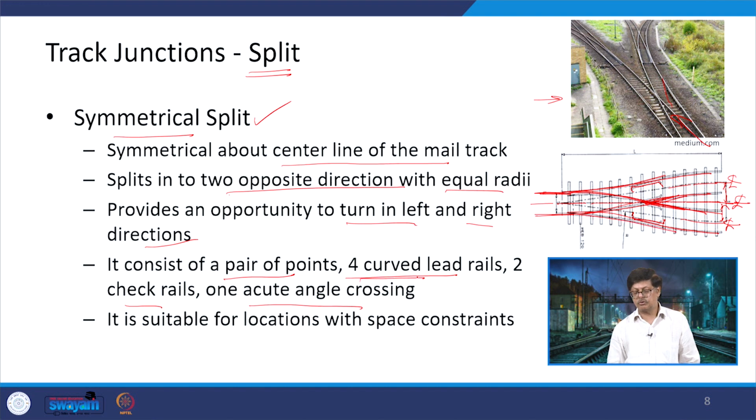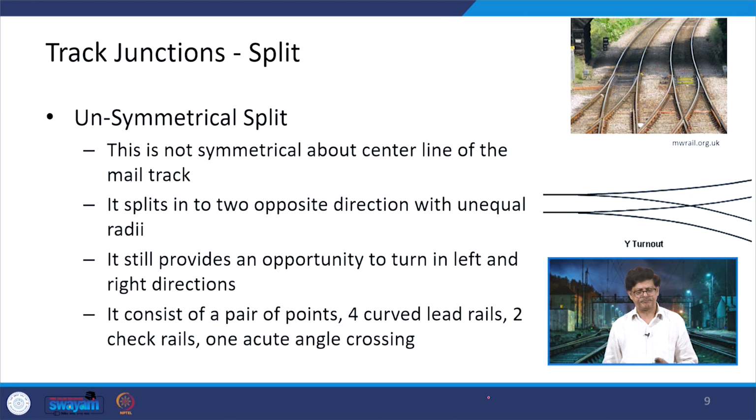So, we have 4 curved lead rails and a pair of points, where it is being controlled in which particular direction the train is to be moved. It is suitable for locations where space problems and constraints are there. So, this can be utilized at that location.